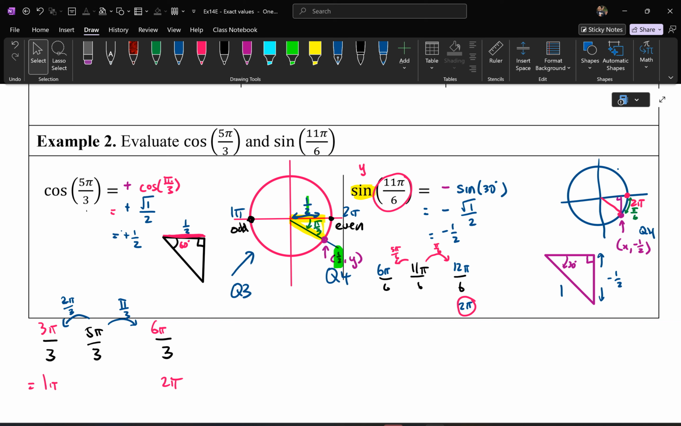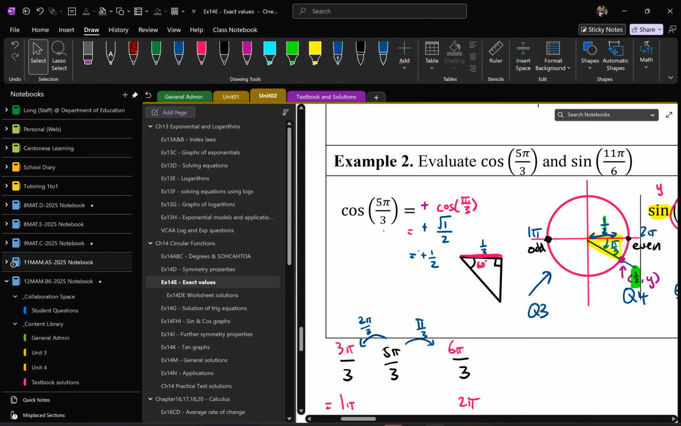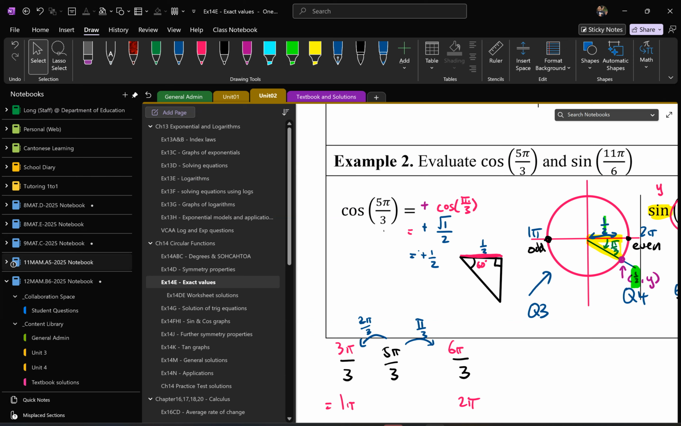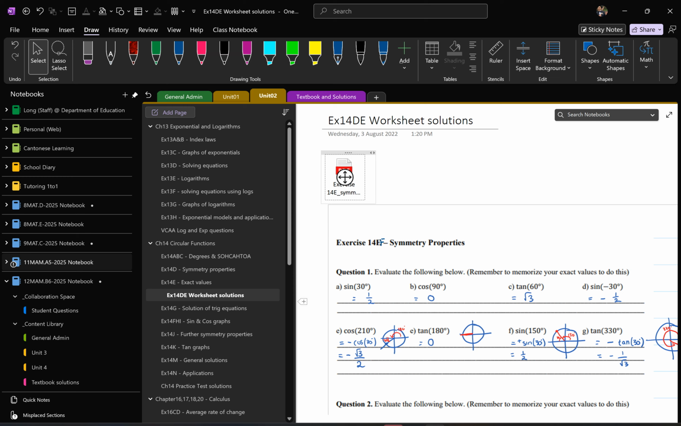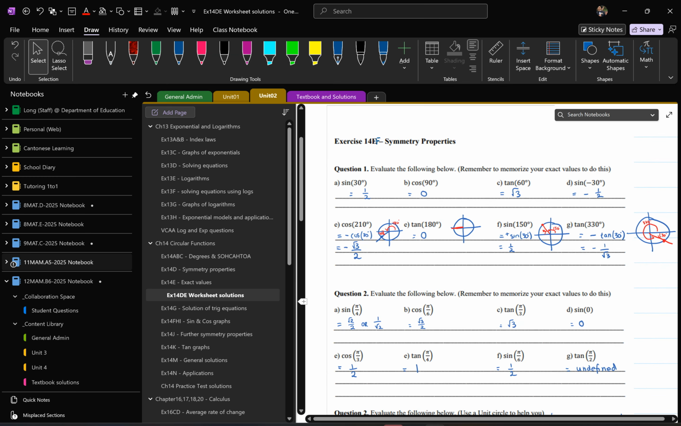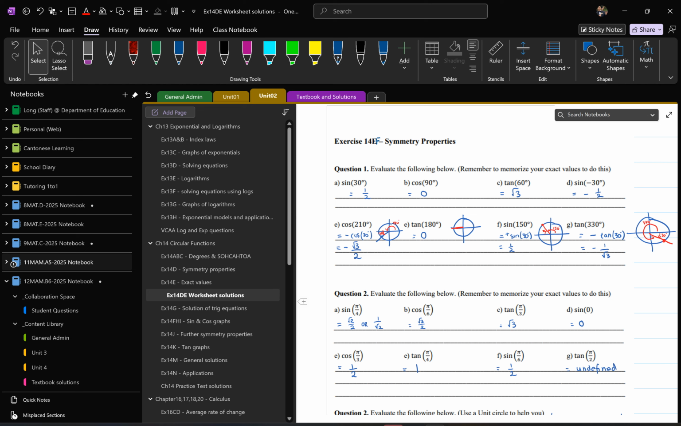Okay, I'm going to stop there. The worksheet I gave to you has solutions already. If you go to OneNote, it's this one, D worksheet solution. So if you want to check your answers, check it here. Keep practicing your exact values and symmetry properties. I want you to be able to work with the unit circle. The idea is to work out, is the gradient negative? Is the x negative? Is the y negative? That's all you're doing. Okay, learn that.